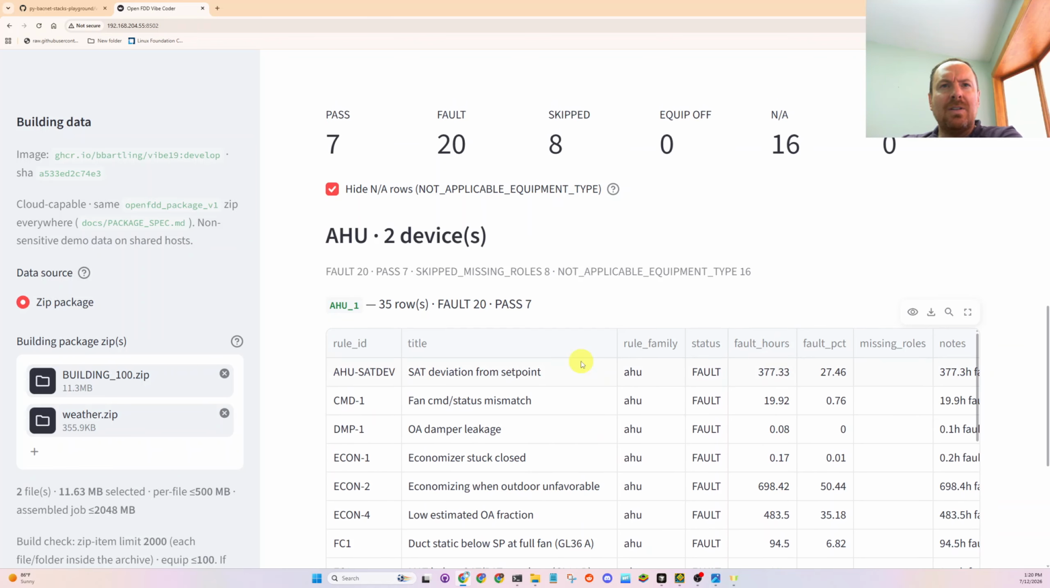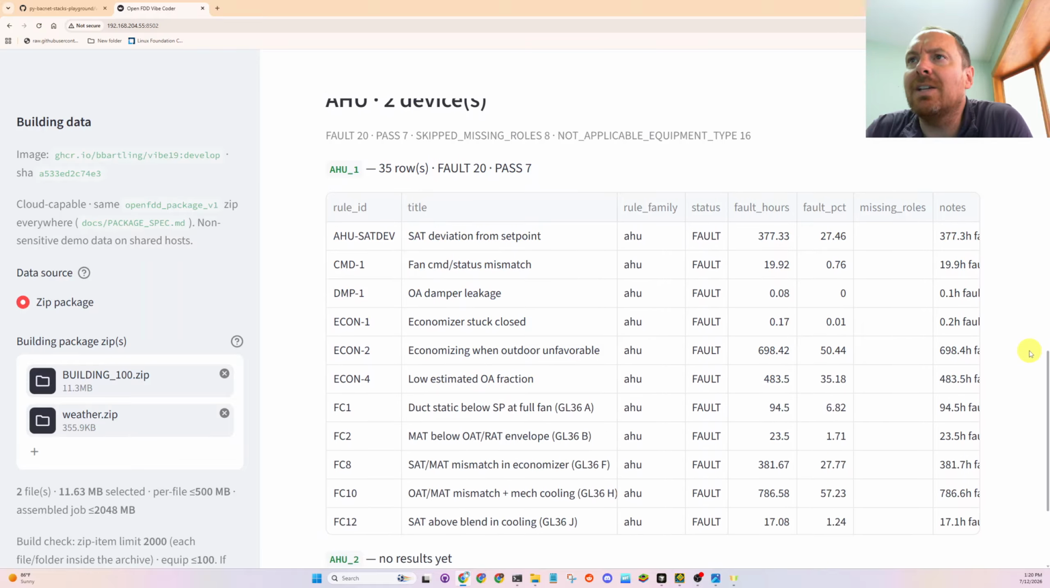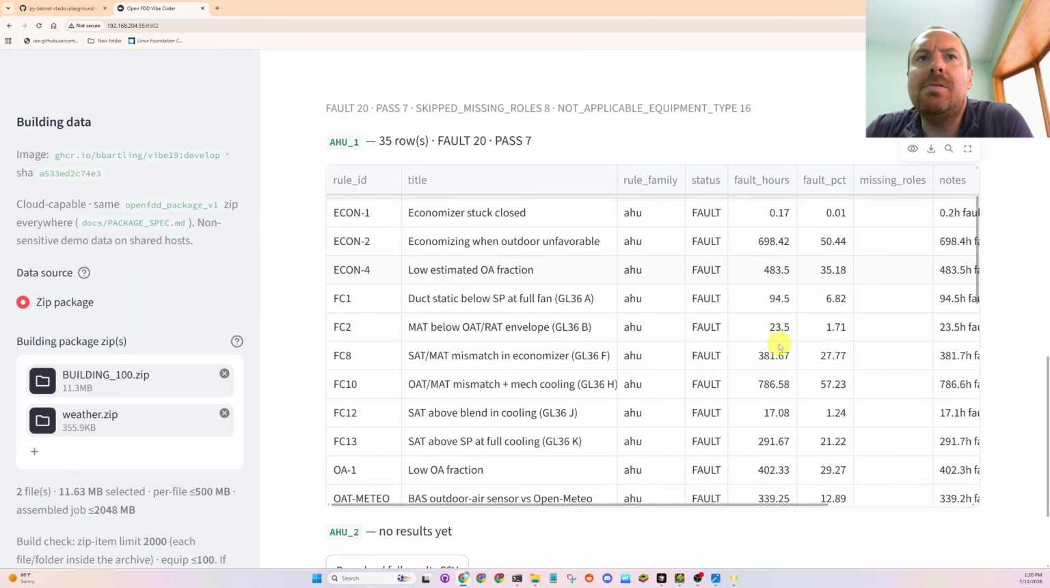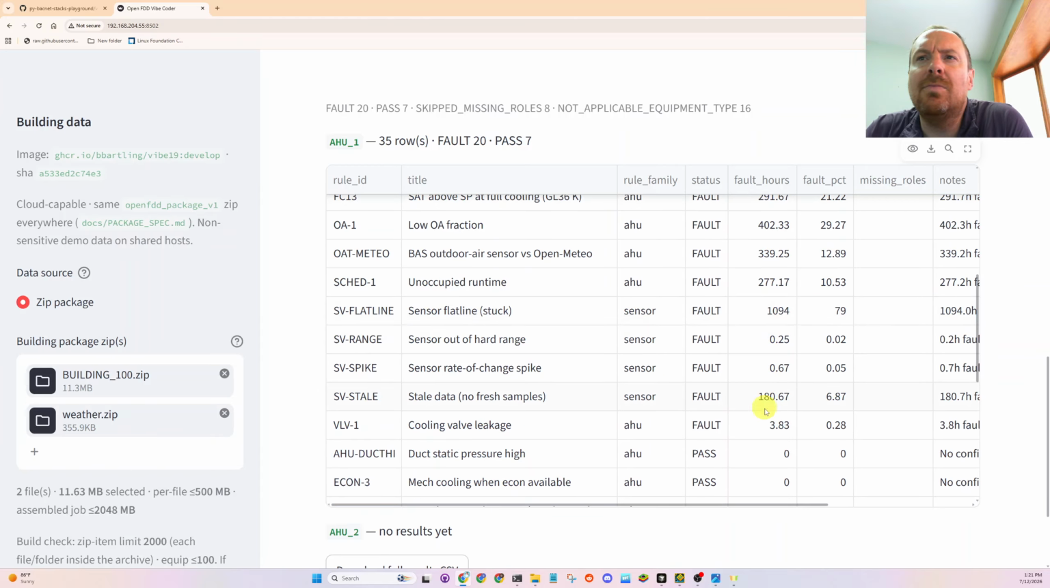Okay, so this is what we have the most of here: supply fan deviation from set point, fan command status mismatch, economizing when outside air is unfavorable. It'd be neat if we could rank these a little bit better. I should take some notes. Outside air temperature mismatch. Cooling valve leakage. Ooh.